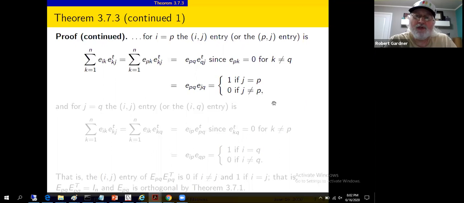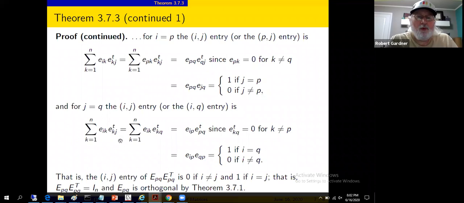Same thing here if we look at J equals Q, let me speed it up a wee bit. It's the same computation as what we have above, with the same observations, except the roles of P and Q have sort of switched around. And we still get out the ones and the zeros. So we're looking at the IQ entry. We're getting out zero when I doesn't equal Q, and we're getting out one when I does equal Q, exactly like an identity matrix.